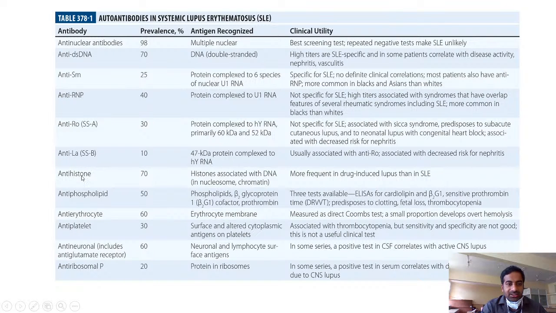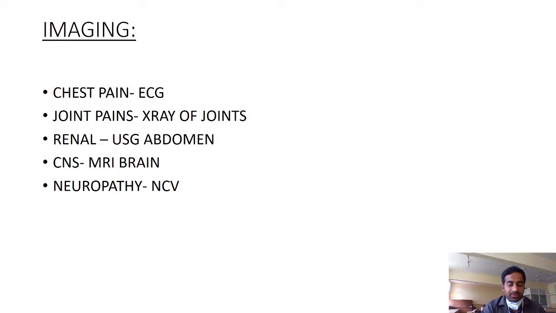So antihistone, then antiphospholipid, APLA syndromes, anti-erythrocyte, anti-platelet, these are less common. More common are anti-dsDNA, anti-Sm, anti-RNP, anti-Ro, and anti-La. These are very common. Okay, just remember the names, all the autoantibodies names.